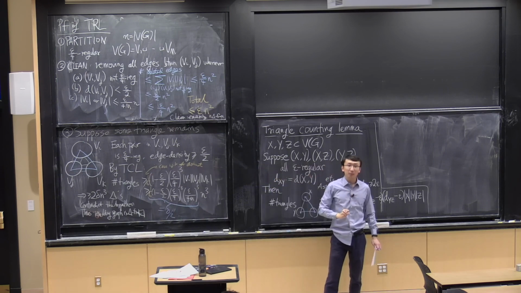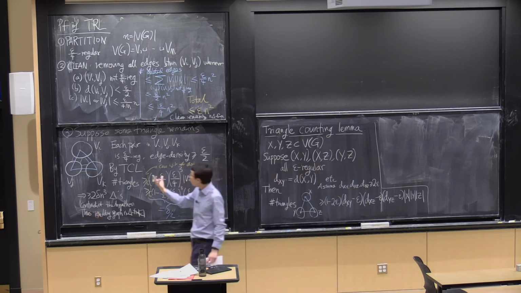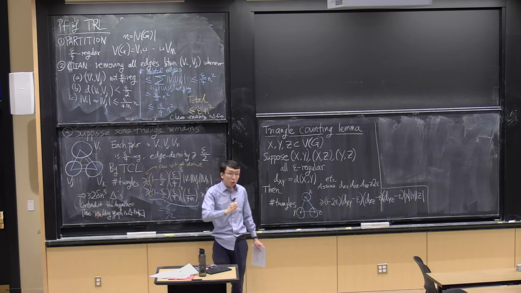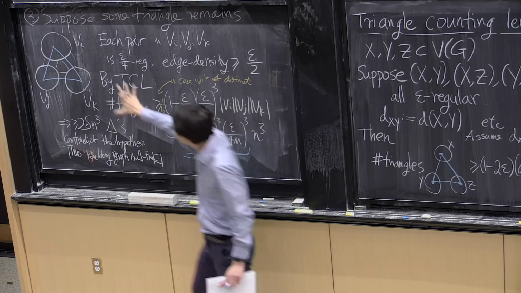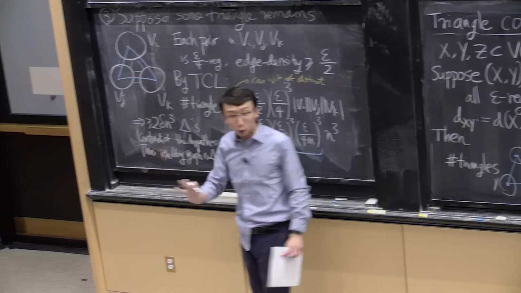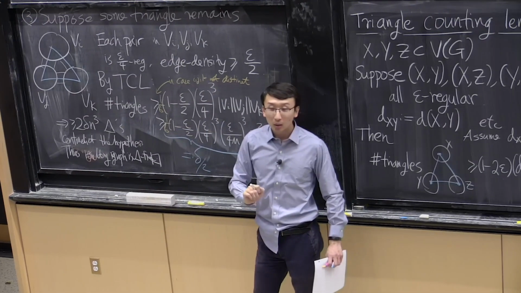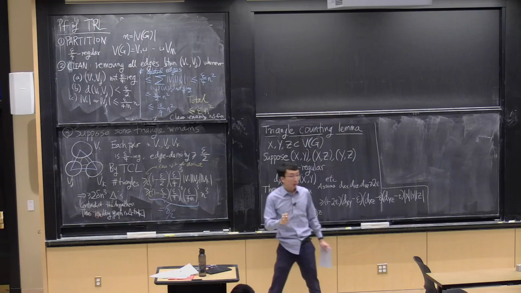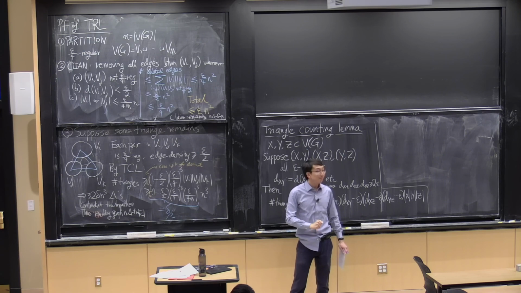Yeah. Why can't there be lots of triangles inside each individual Vi, Vj, Vk? Okay, you're asking what happens if there were lots of triangles inside each Vi, Vj, Vk. So that is fine. If you find some triangle, in this picture, i, j, or k do not have to be distinct. So the same proof works if some of i, j, and k are equal to each other.